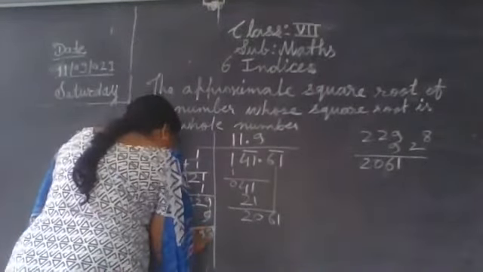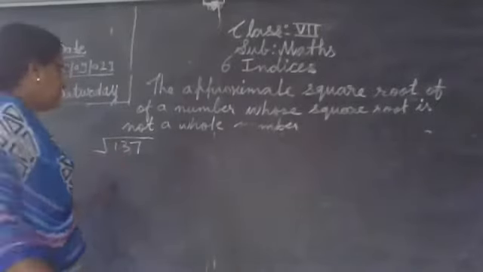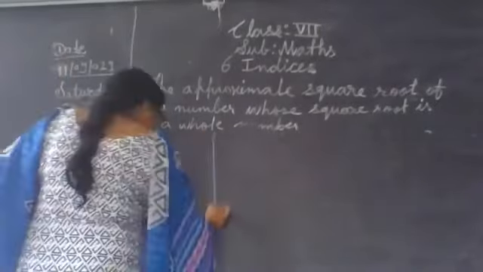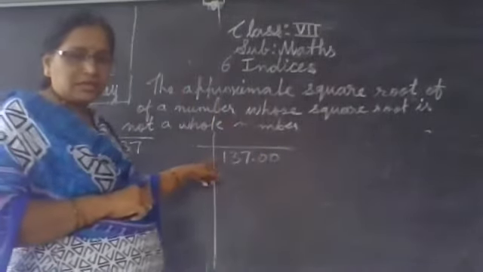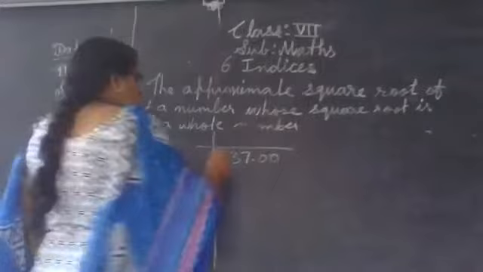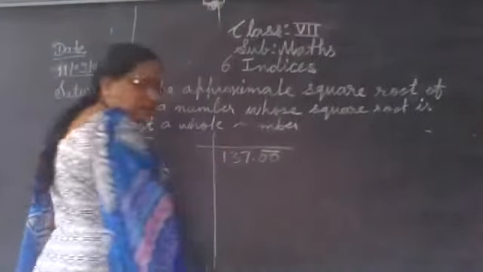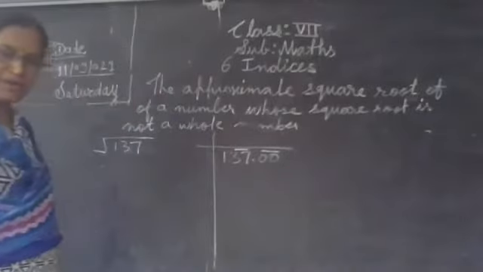137. See children, 137 is not the perfect square of any number. So here we will try 137. Yes, we can write 137 as 137.00. Now we make the pairs. It is one pair, it is another pair, and again one is unpaired.